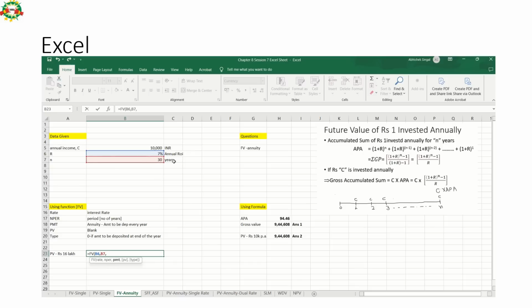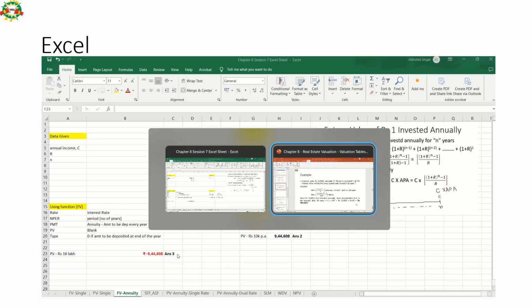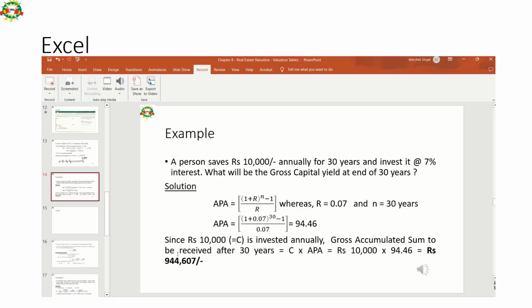Then PMT. PMT is the amount of annuity which is to be deposited every year. So this is 10,000 rupees. The present value is always 0 here. Maybe you can leave it blank. And then the type I always set to 0. Now you see, you again got the same value. Just ignore the symbol sign, and that is answer 3. So all 3 answers are the same and matching with the answer we had calculated with the help of the Excel calculator.